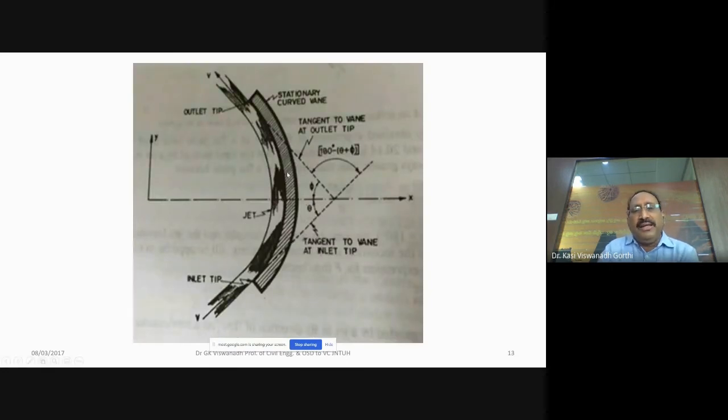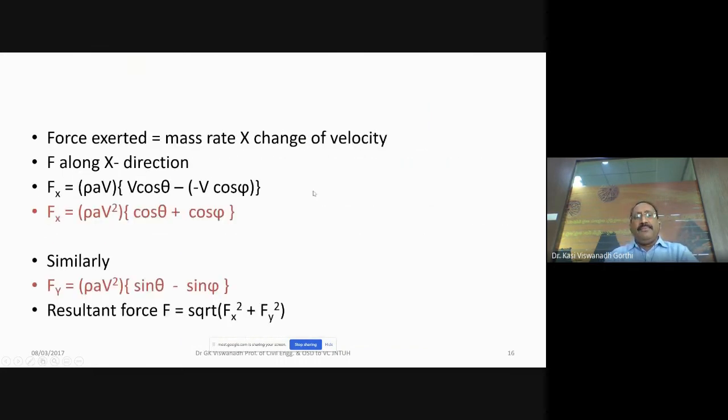You may note here, this is v and having inclination phi here. So v cos phi is the component of the leaving liquid jet with respect to the x-axis or horizontal axis. This v cos phi is opposing, and hence you have an angle of phi. So you have the negative sign: rho a v, the mass rate, into the change of velocity, v cos theta minus v cos phi, or rho a v squared into cos theta plus cos phi, is the force along the horizontal or x direction. Similarly, you will be able to compute the force in the normal direction, the vertical direction. Fy would be equal to rho a v squared into sin theta minus sin phi. Of course, the resultant force can be computed as the square root of Fx squared plus Fy squared.